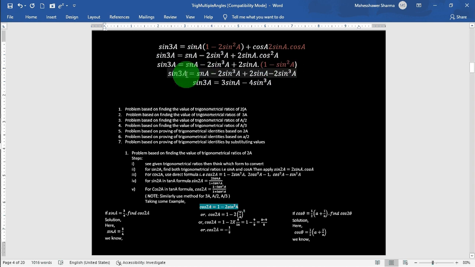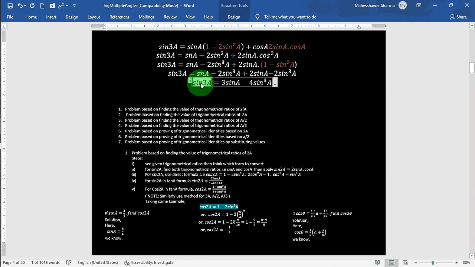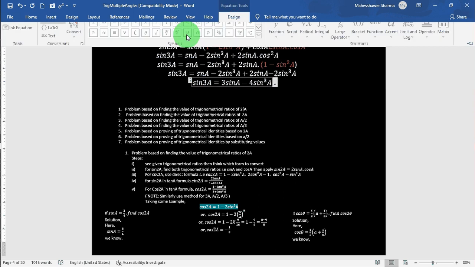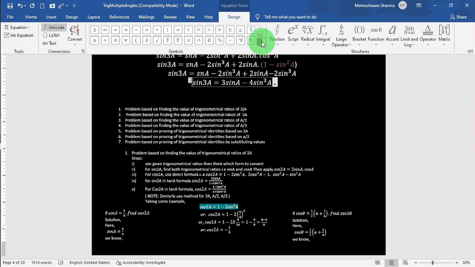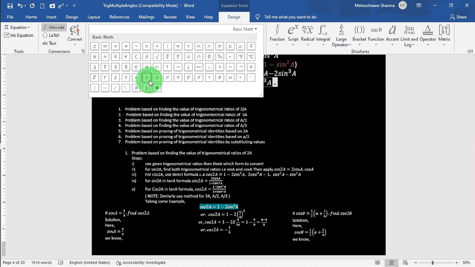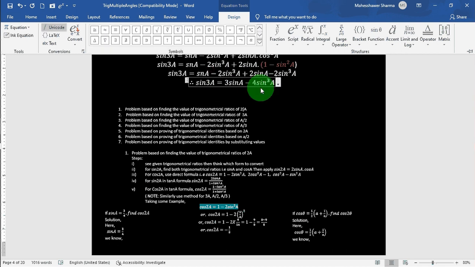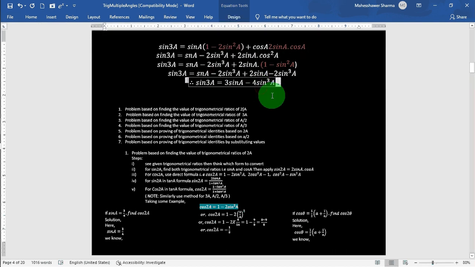In the same way, after solving this we have got sine 3A equal to 3 sine A minus 4 sine cube A, which is the required formula of sine 3A. So the sine 3A value we have got is 3 sine A minus 4 sine cube A. So that is our required formula, whatever we have to use in problems.